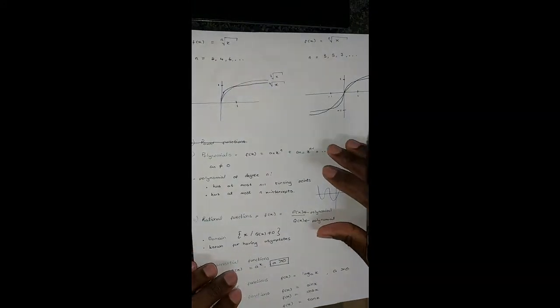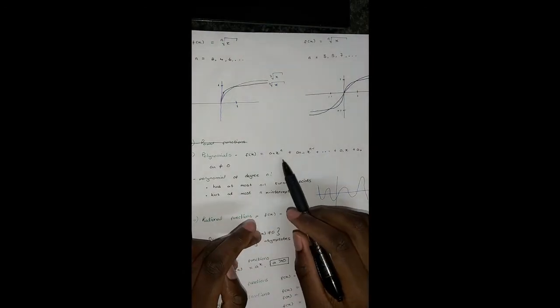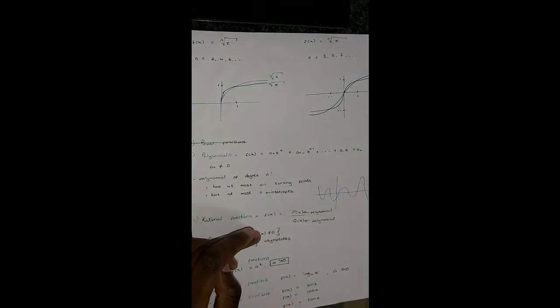Okay, so moving on, we have polynomials. Polynomials are your general functions, like f of x equal to a_n x to the power of n plus a_(n-1) x to the power of n minus 1, and so forth, up until you reach a_1 times x to the power of 1 plus a_0. A basic example can be 2x squared plus 2x plus 1. So those will be your polynomials.